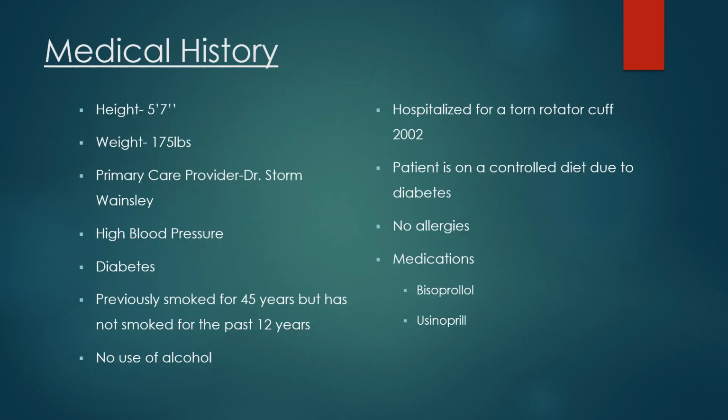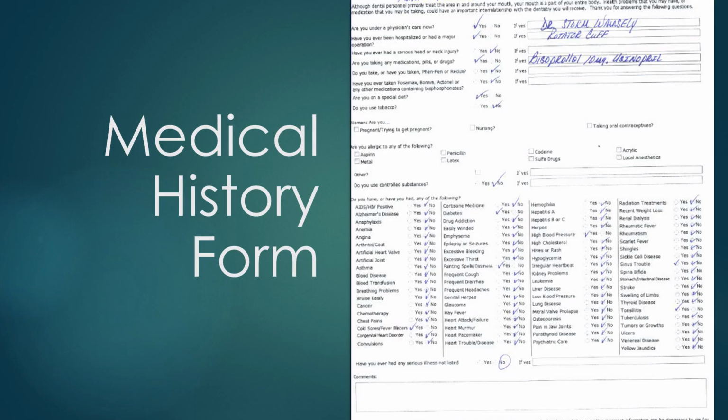We can see in his medical history that he currently has high blood pressure and diabetes. He previously smoked for about 45 years, but has quit smoking and hasn't smoked in the past 12 years. He was hospitalized in 2002 for a torn rotator cuff. He is on a controlled diet due to his diabetes and takes the medications bisoprolol and lisinopril for his high blood pressure. This is a copy of his medical history form.